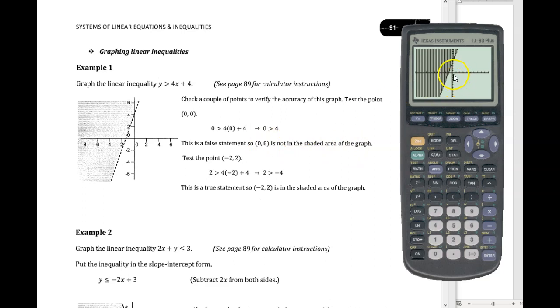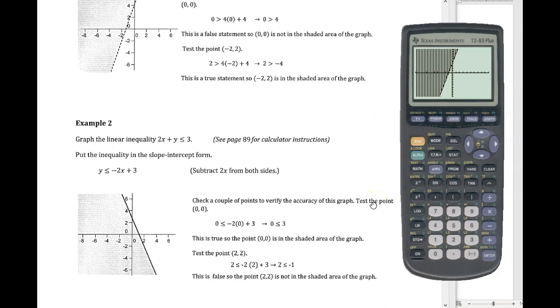So for example, if we choose 0, 0 as a test point, it is not on the line, so it's a good test point. If we plug it into the inequality, we'll end up with 0 is greater than 4. That is not correct. So that is why you do not want to shade this side of the graph. That is why we shade the other side of the graph. Now let's say we choose a point that is in the shaded region, say -2, 2, somewhere up here. If we plug that into the inequality, we would end up with 2 is greater than -4. That is a true statement, so that's why we are shading on that side of the graph.